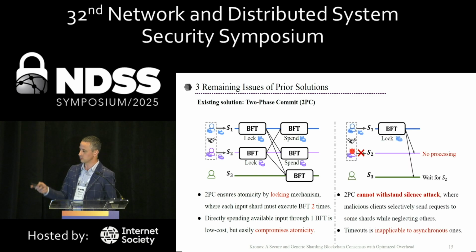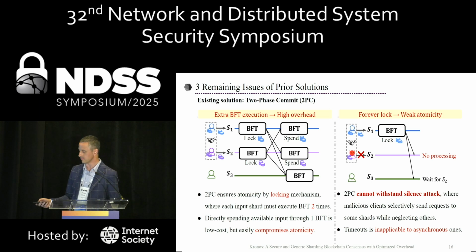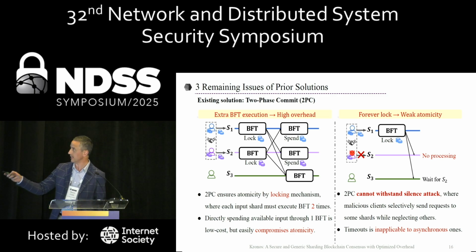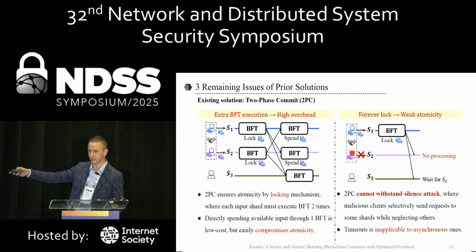On the other side, this two-phase commit has another issue: it basically cannot withstand the silence attack. It means that if we have a malicious node here that is not forwarding the information to the other nodes, this is basically not working, particularly in the case of asynchronous networks.